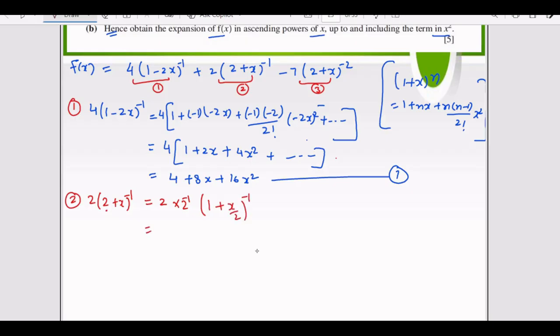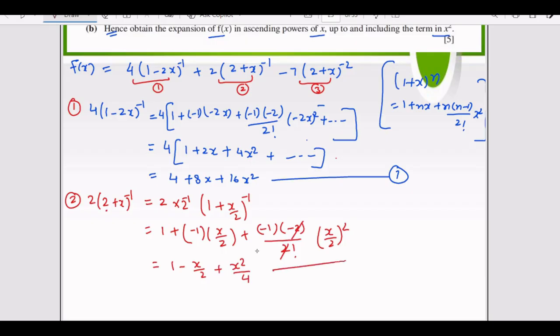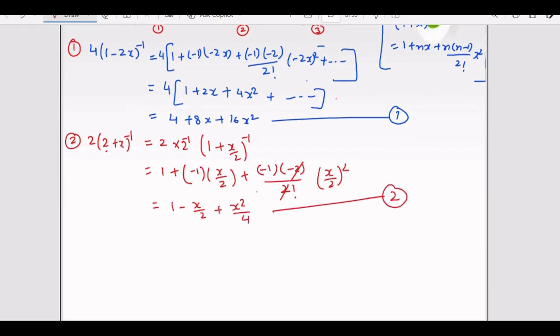Now we are going to expand. This 2 and 2 get cancelled here, so we will have 1 plus nx, with n = -1, plus n(n minus 1) over 2 factorial, which becomes -2 over 2 factorial, and x is now x over 2 squared. So this is 1 minus x over 2 plus x squared over 4, because this gets cancelled here and the minus minus is plus. So this is our second term.